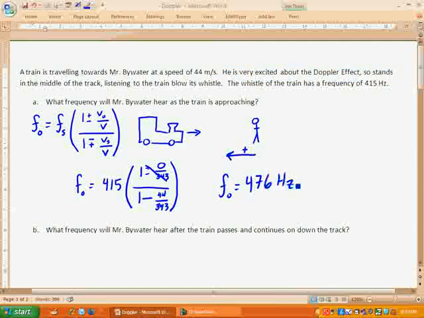Alright, so let's go on to the second one. What frequency will Mr. Bywater hear after the train passes and continues on down the track? So we're assuming I'm still standing on the track.